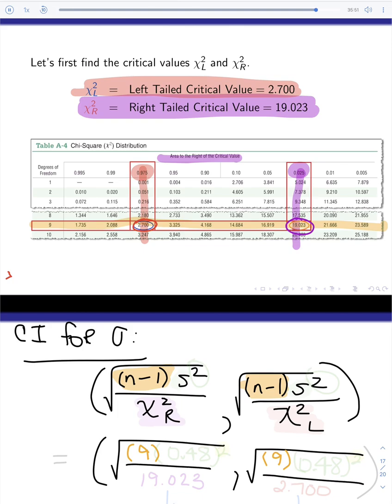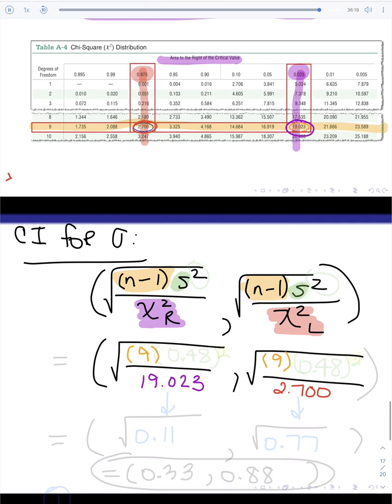We've got our chi-squared from the right. It was our 19.023. We just found that from our table. And then we have our chi-squared from the left from our table of 2.700. The only thing I'm not seeing anywhere given to us in the problem is our s, our sample standard deviation. There's a reason why. They did give us a data set. And so what we need to do, back to what we did in chapter 3, is enter in our data set and go find the standard deviation using that one variable stats option on our calculator.